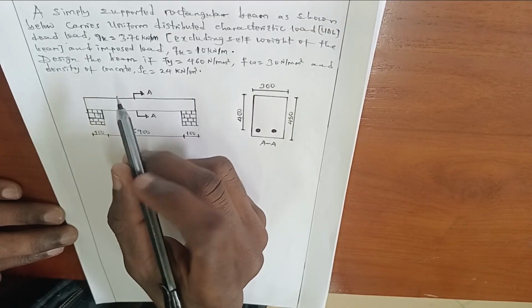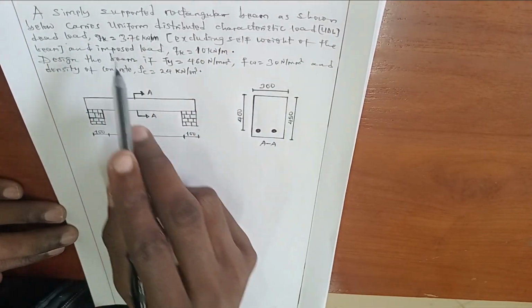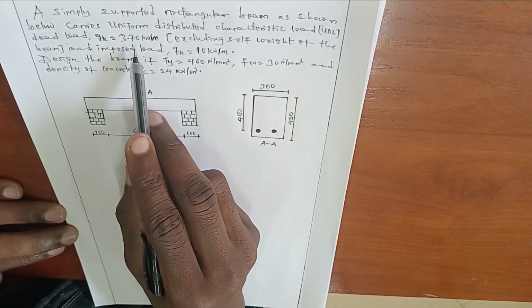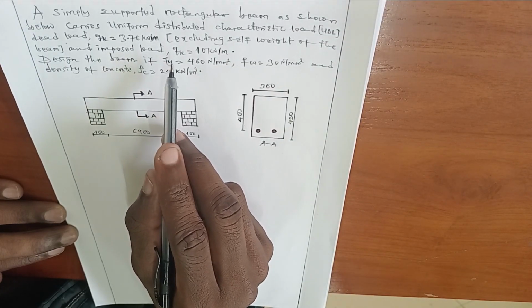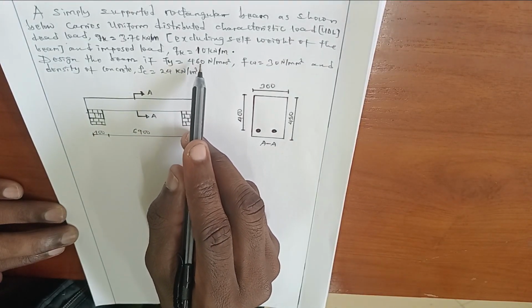In this video, we'll be learning how to design a beam for single reinforced section. Our problem is that a simply supported rectangular beam as shown below carries a dead load of 3.76 kN per meter, excluding self-weight of the beam, and imposed load of 10 kN per meter.